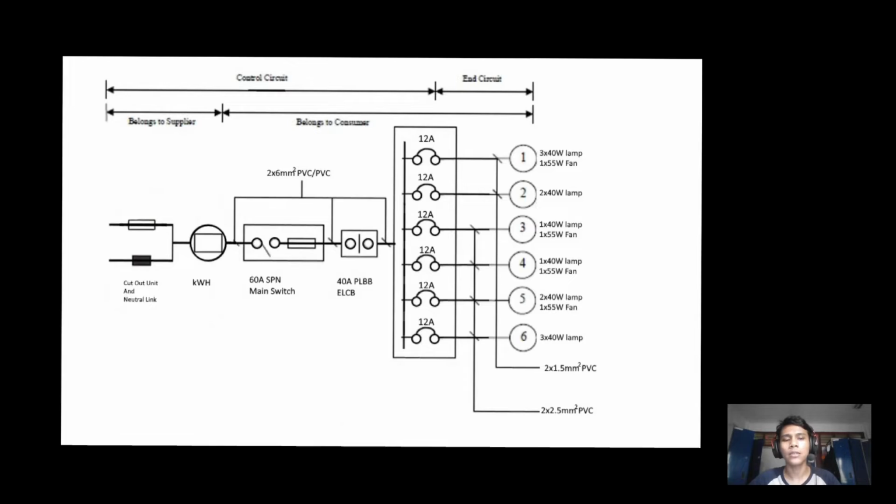Now, as you can see, we have here our 60 ampere main switch. We have our main circuit breaker, which is 12 amperes. Each and every one is 12 amperes, and connected to six individual rooms with each different loads.